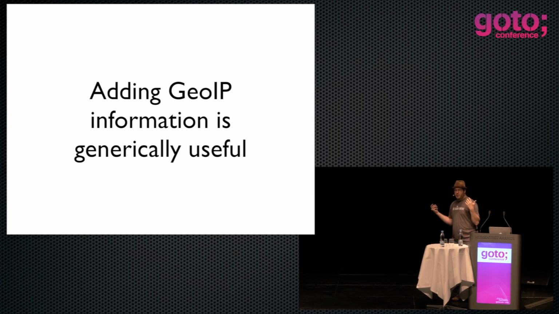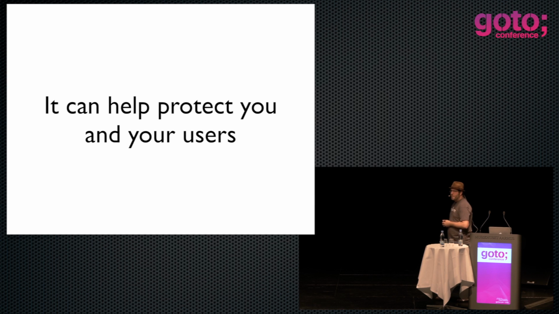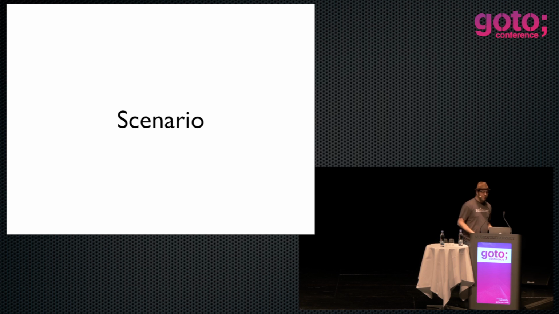If you want to know where your traffic's coming from, and maybe you're looking to expand your business and you want to add locales, more languages, maybe you look in GeoIP and say, where's everybody coming from? I'm going to go to that language next, right? It's easy to have some business intelligence, but in the face of an attack, it actually helps as well. It helps you protect your users. That might not be obvious how yet, but I'll paint a scenario for you.